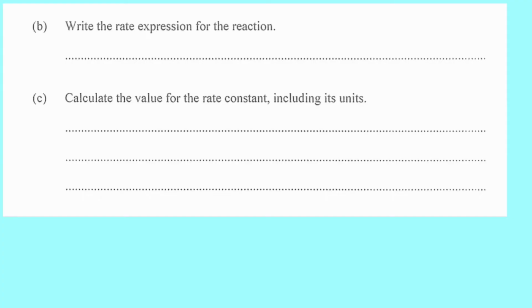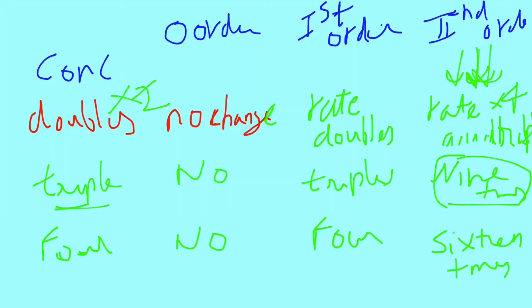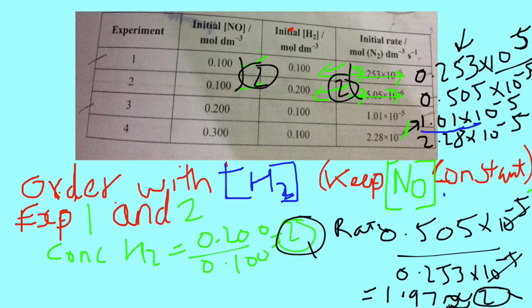We will see that also in the table. So let's see the table. Concentration is doubling, so this value is doubling, that means into 2. So the rate also doubles, so into 2. So this is the first order reaction. So it is first order with respect to H2. Okay, so it is first order with respect to H2.